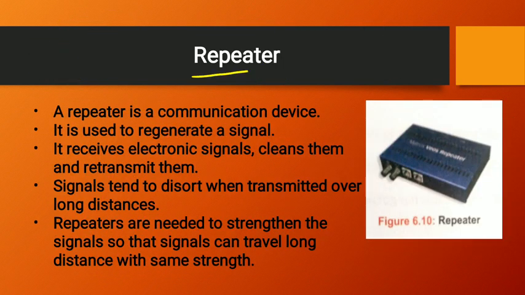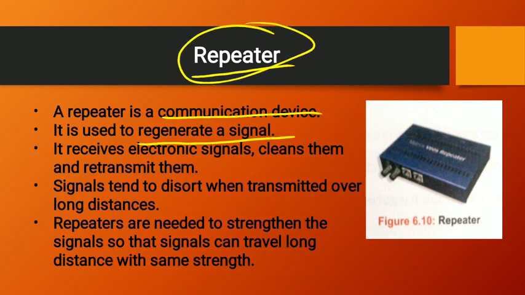Now let us see the next topic, that is repeater. A repeater is a communication device. It is used to regenerate signal. As the name suggests, the repeater will repeat the signals again and again when the signals are not strengthened. Okay, when the signals are weak, it will regenerate the signal. It receives the electronic signal, cleans them, and retransmits them.